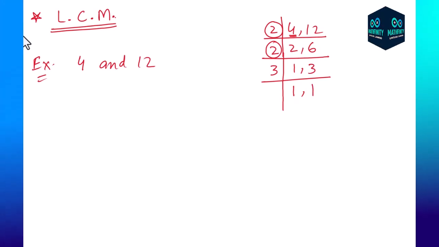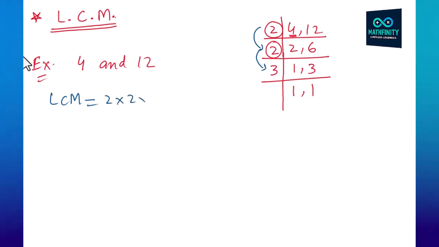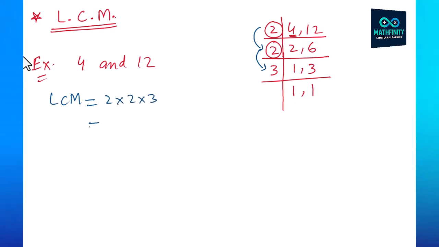What is the LCM for this? For LCM, you will multiply all these numbers. So 2 times 2 times 3 is 12. 12 is the LCM of 4 and 12.